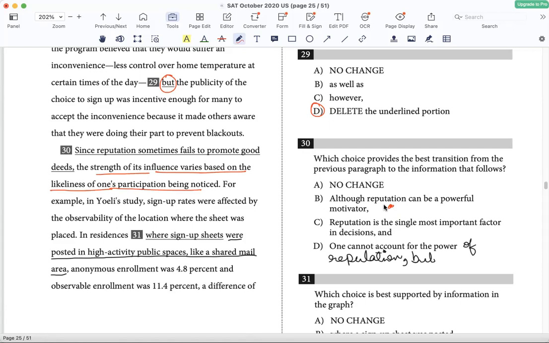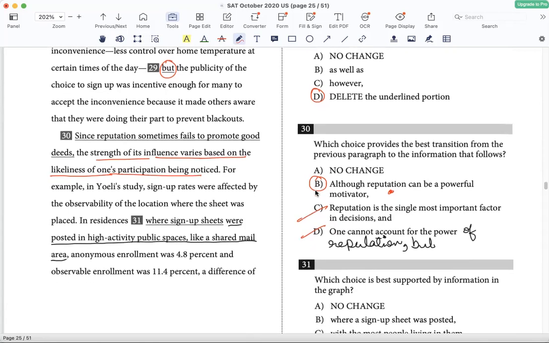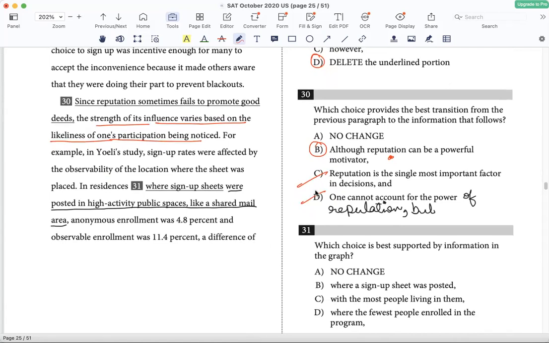Reputation is the single most important factor. No, nowhere is that being said. One cannot account for the power of reputation, but no, that's not what we are saying. We know that it does influence, right? Yeah, so the best answer is B, because I'm saying it is a powerful motivator, but the strength of its influence varies based on the likeness of the participation being noticed.